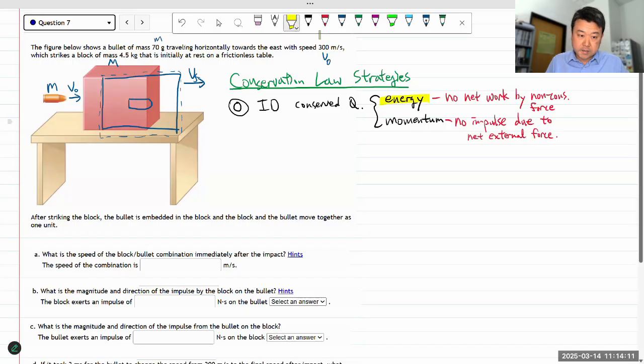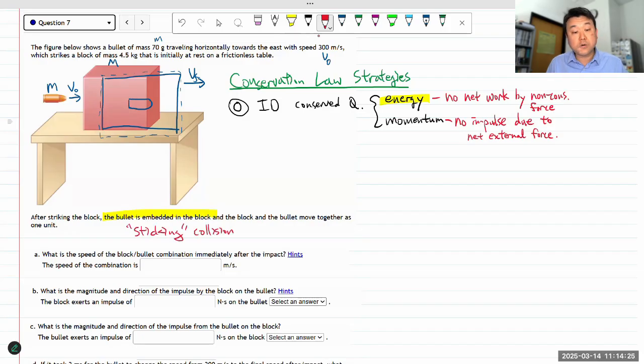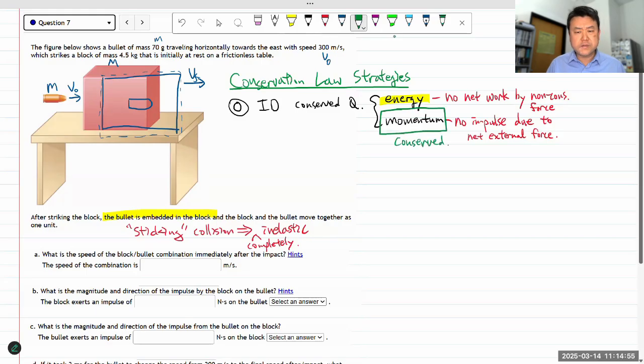And for this question, the biggest hint is where it says the bullet is embedded in the block. What that means is this is what we describe as a sticking collision. And in a sticking collision, energy is not conserved. It's an inelastic collision. In fact, it's what we call a completely inelastic collision, in the sense that it loses as much kinetic energy as possible. So if you remind yourself of all this, then what you should realize is that in this question, only momentum is conserved, assuming no net external force.